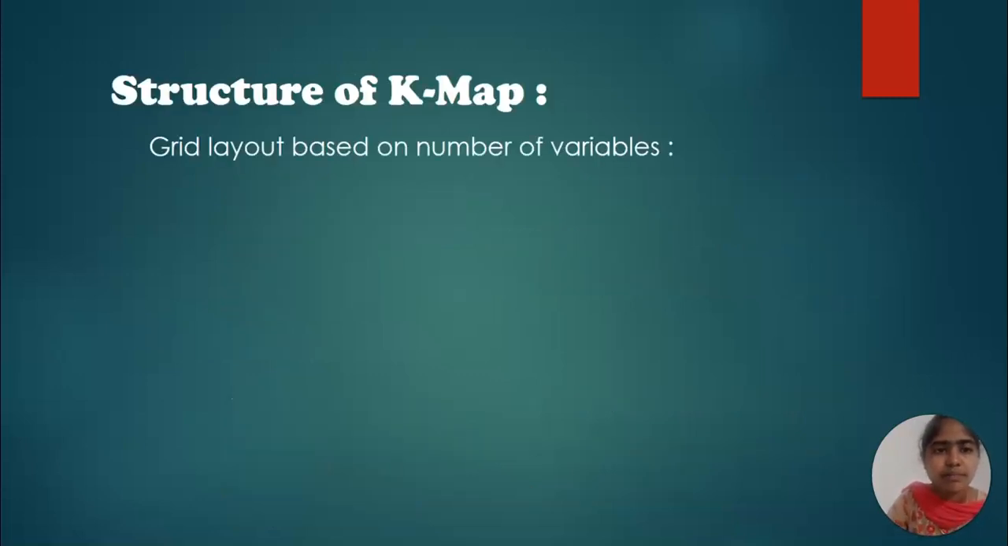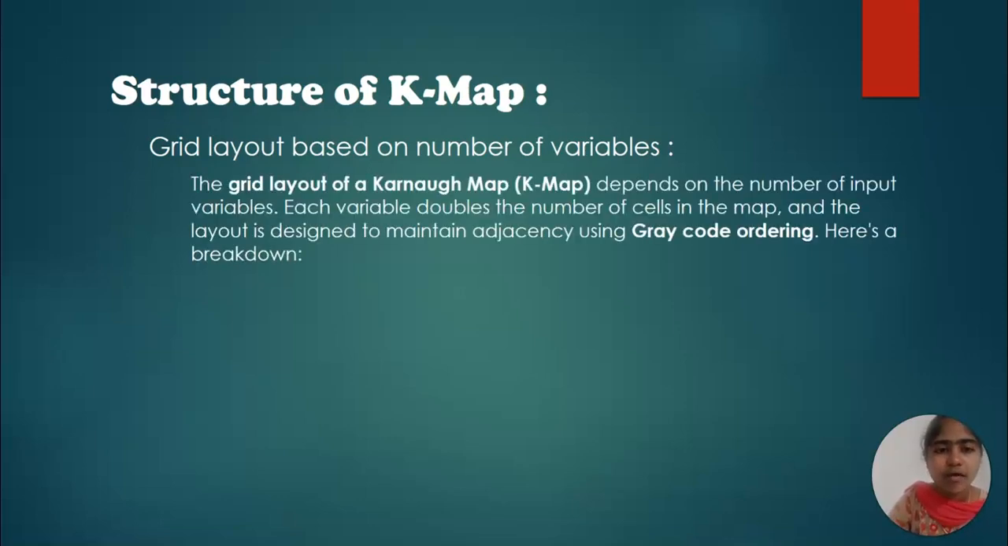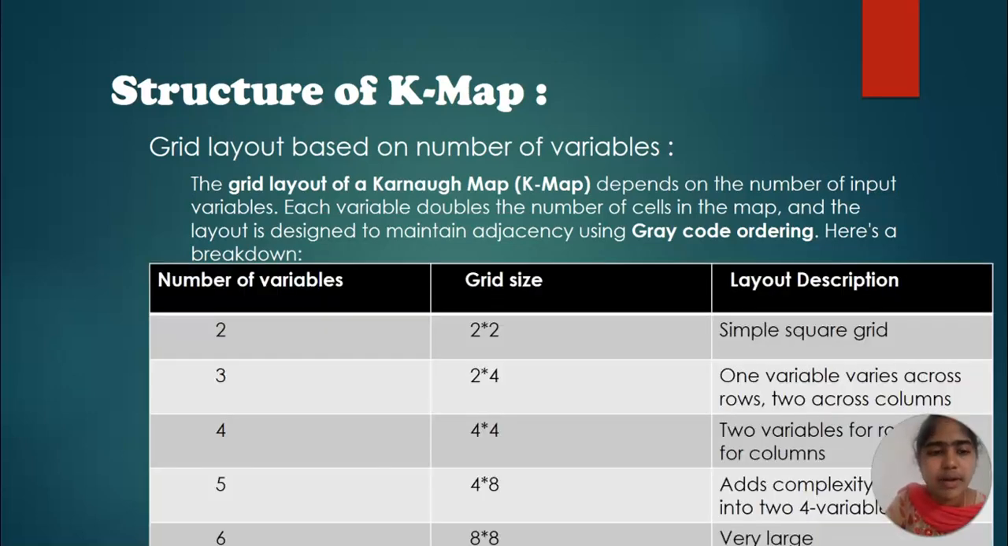Structure of the K-map. Grid layout based on the number of variables. The grid layout of a K-map depends on the number of input variables. Each variable doubles the number of cells in the K-map, and the layout is designed to maintain adjacency using gray code ordering. Here is a breakdown: number of variables, grid size, layout description. Here there are 2, 3, 4, 5 and 6 variables.